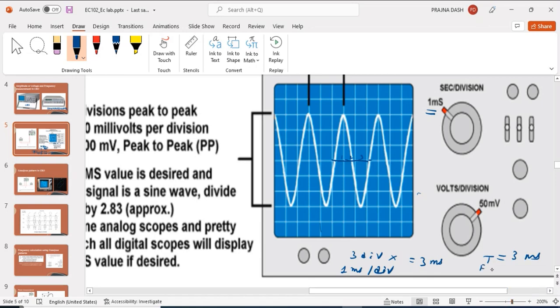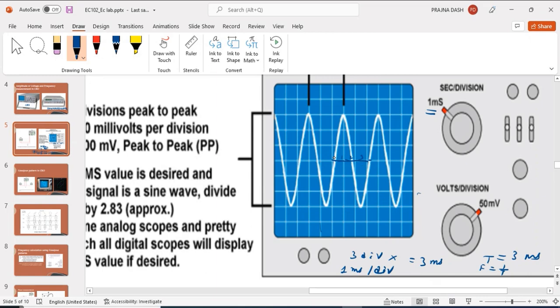Ma'am, can you explain this once again? Can you explain this point? Okay. For this signal, suppose you want to calculate the frequency. Frequency will be 1 by time period. So we need to calculate the time period of this signal. How to calculate the time period?